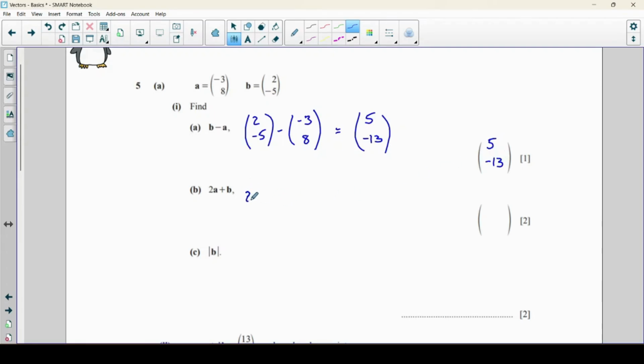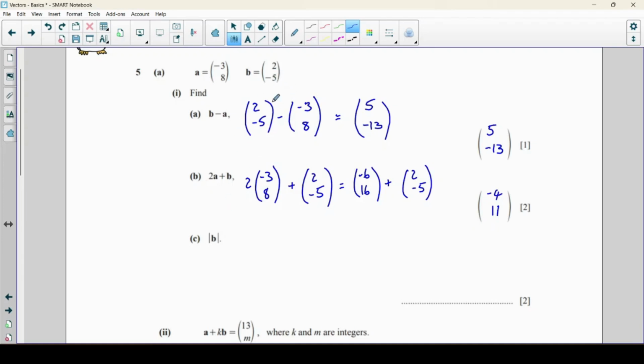This one is 2A plus B, so 2A first of all is 2 brackets minus 3, 8, plus 2, minus 5. 2 times minus 3, 8 is minus 6, 16, plus 2, minus 5. And then minus 6 add 2 is minus 4. And 16 add negative 5 is 16 take away 5, so 11.